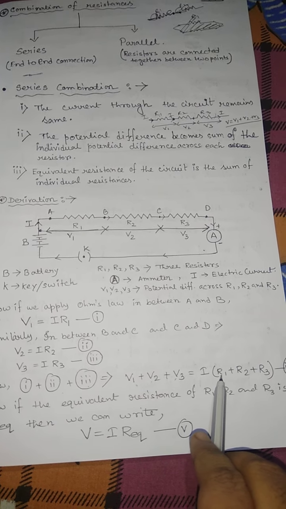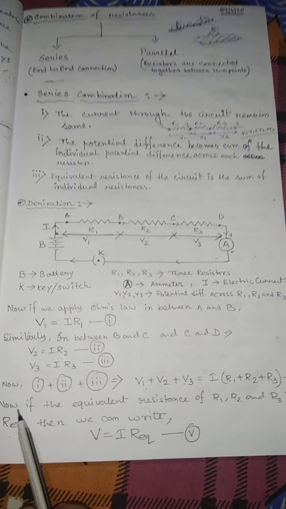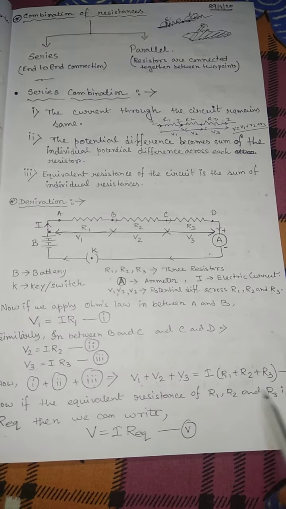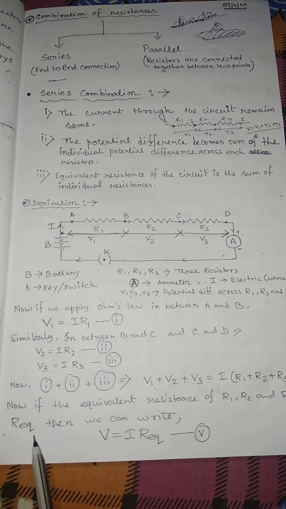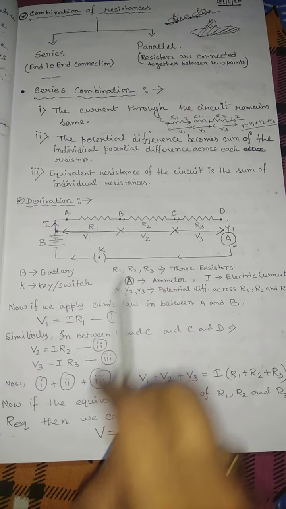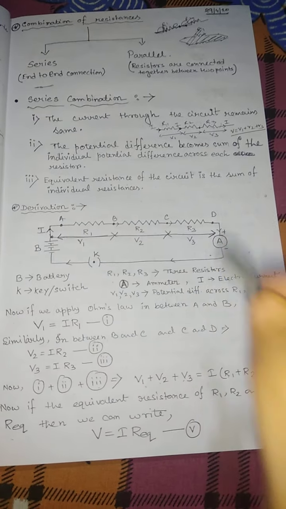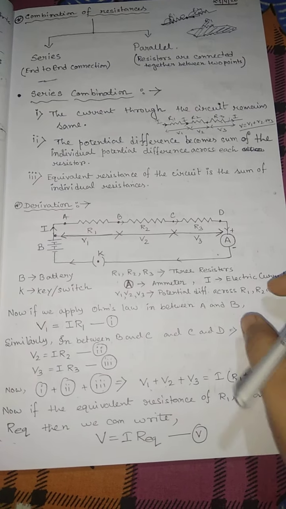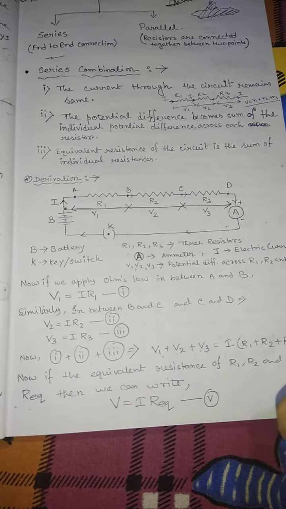I take common R1 plus R2 plus R3. Now, if we consider the equivalent resistance of R1, R2, R3 as R equivalent, it is represented this way, R equivalent. So in place of these three resistances, if we use only one resistance, everything else stays the same. So we have V equals I into R equivalent, because in that case only one resistance is there. So the potential difference will also be one.